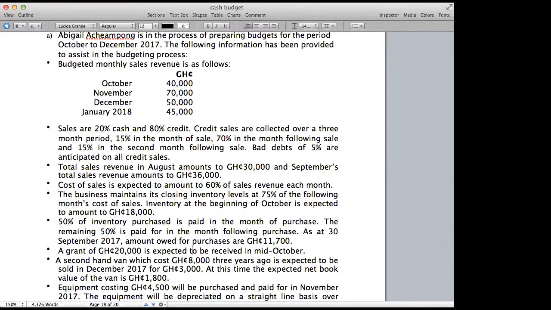As at 30th September 2017, the amount owed for purchases is 11,700 Ghana cedis. So it means that this is the second half of September's purchases, which will be paid in when? October. The budget period is October, November, December, so the owings from September will be paid in October. That's what they are giving to us, and it's very important.